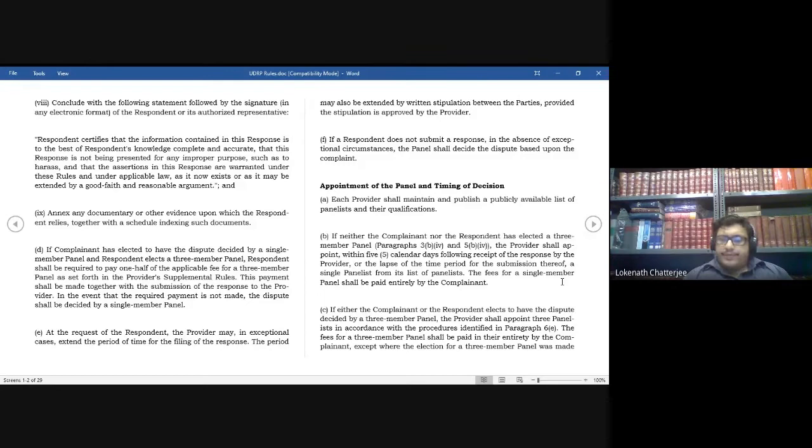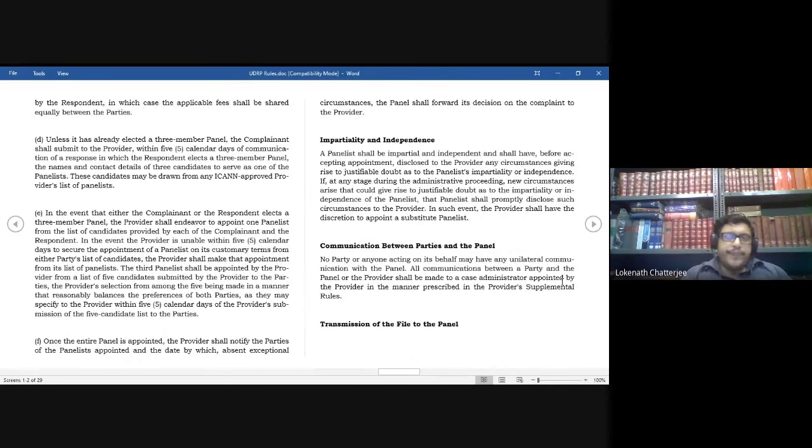Now, in case the complainant says 3-member panel, it will have to be paid entirely by the complainant, else it will be paid by the respondent. Else, if the respondent demands, they'll have to pay half. Each will pay half the fees.